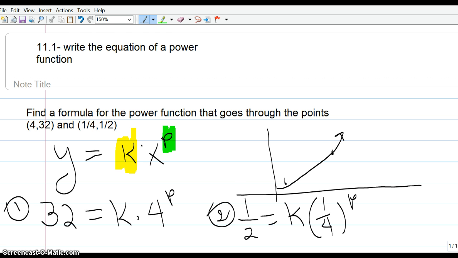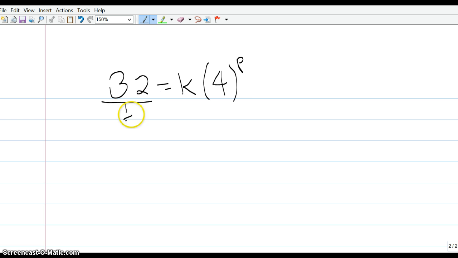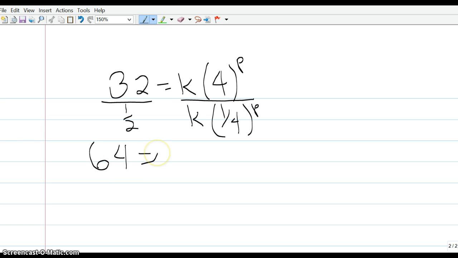I can use either some combination of substitution or linear combination. I'm going to use linear combination, where I'm basically going to divide both sides of equation 1 by equation 2. So I started out with 32 equals k times 4 to the p. On the left side I'm going to divide by 1/2, and on the right side divide by k times 1/4 to the p. I'm basically dividing both sides of the equation by the same thing, because 1/2 and k times 1/4 to the p are equal. So on the left side we get 64. Then notice our k's cancel out, and I'm left with 4 to the p over 1/4 to the p.